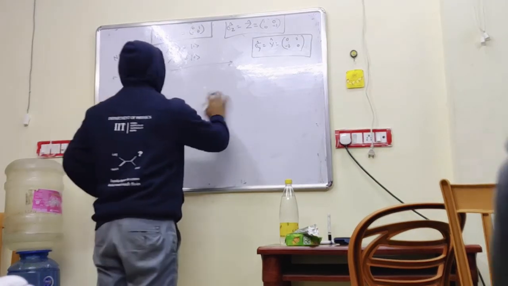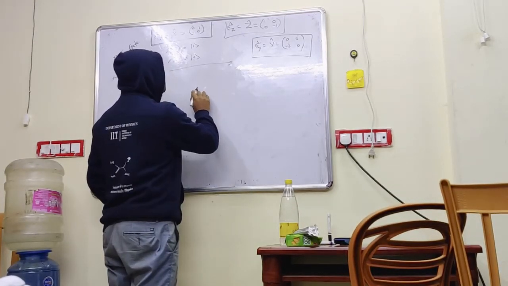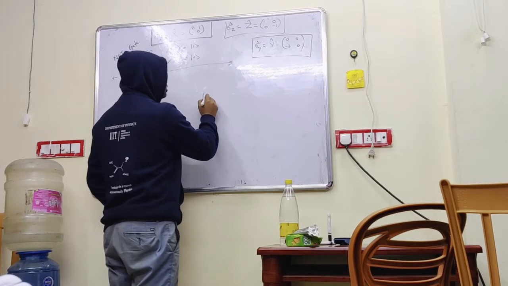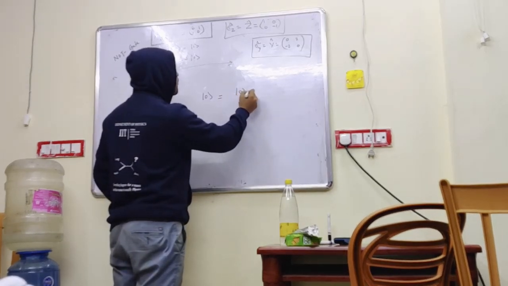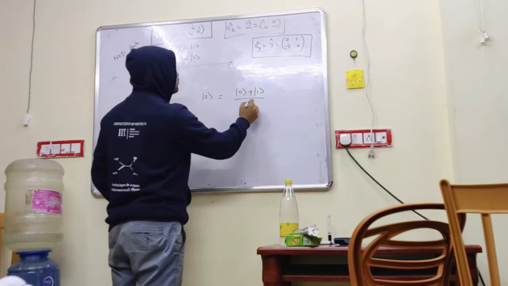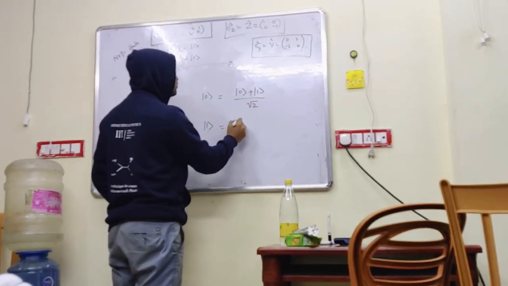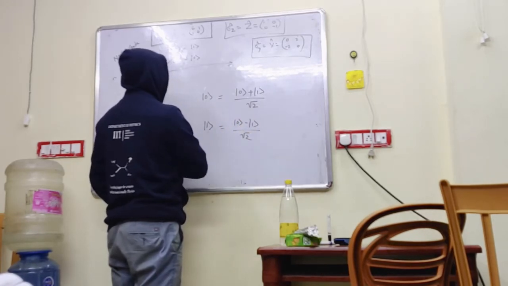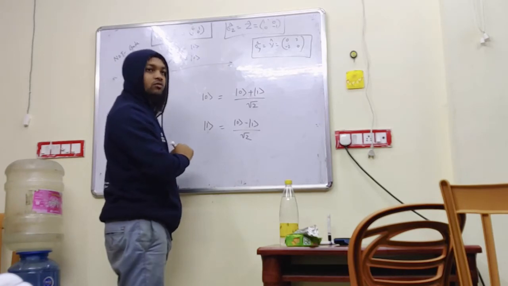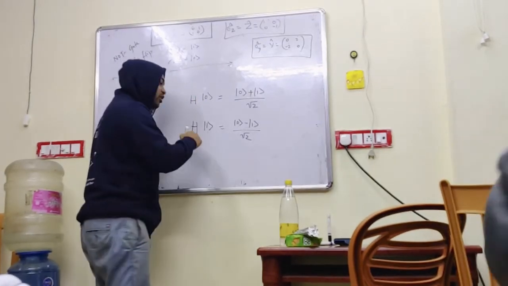What does that gate do? It takes a 0 to a combination of 0 and 1, and 1 to a combination of 0 minus 1. That gate is called the Hadamard gate. Find out its structure.